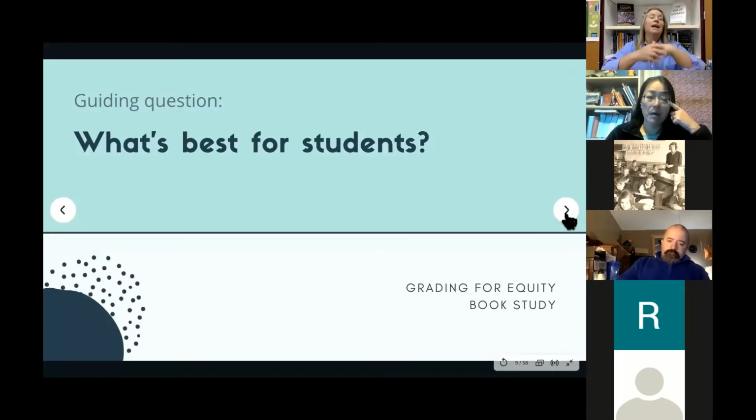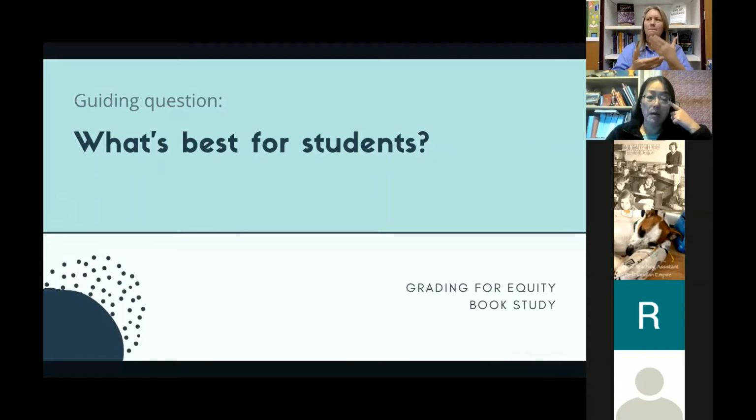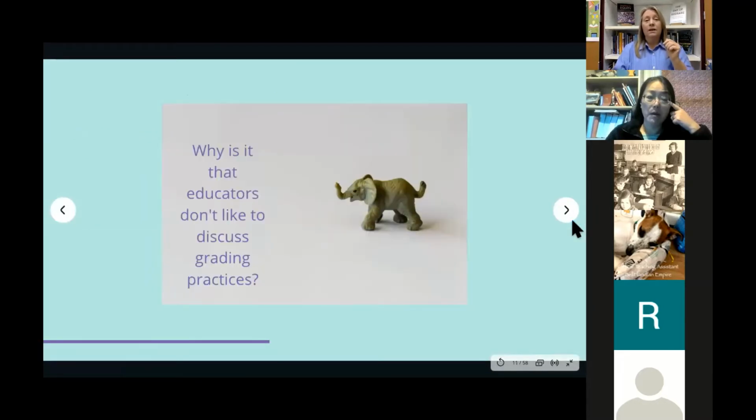And most importantly, as we go through the study together over the course of time, always have this guiding question at the forefront: what's best for students? And I always come back to this, and not just what's best for students, but what's best for all students. So when we start to talk about grading practices at school, I'm sure some of you have experienced this. It's not an easy conversation.